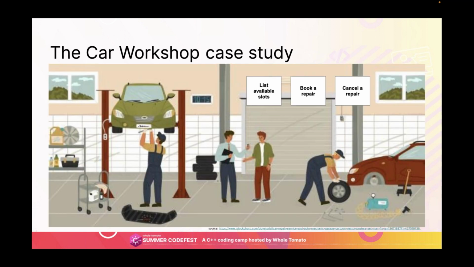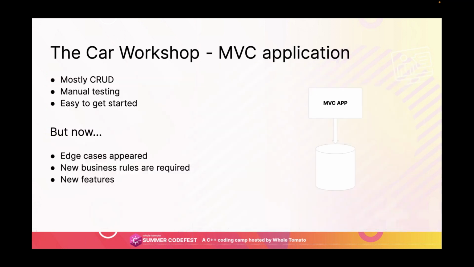For this, I'll try to use a simple example. So let's think that we have a car workshop company that is hurting because nowadays everybody does their bookings online and they still do it manually. So to get started, they want to do something very simple. They want to build an application that has minimal business requirements: listing available slots, booking a repair, and canceling a repair. And since this is very simple and mostly CRUD, we can do manual testing, easy to get started.